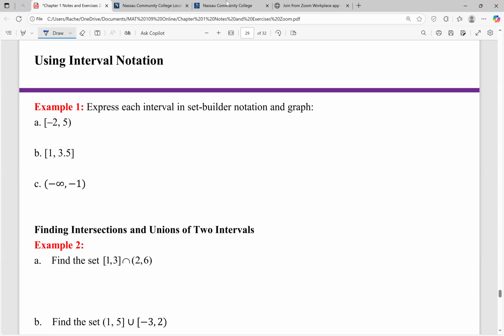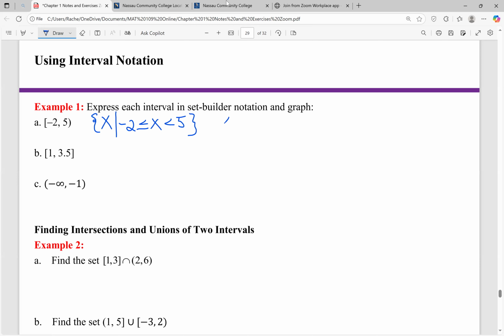So A says -2 to 5. The square bracket is around -2, so -2 is included. There's an open parenthesis on 5, so 5 is not included. So if I was going to write set builder notation, we would write it as all values of X such that X is greater than or equal to -2, since -2 is included, but less than 5, since we're not including 5, because there's an open parenthesis on 5.